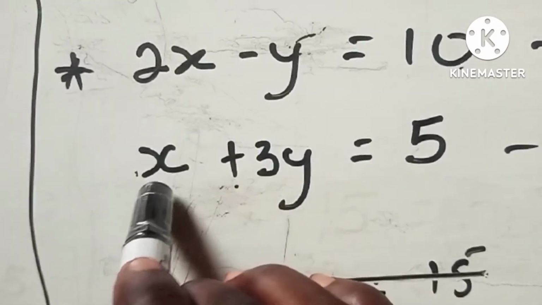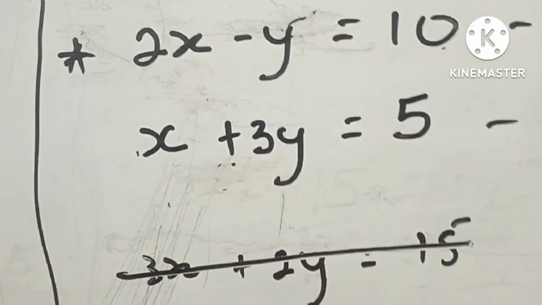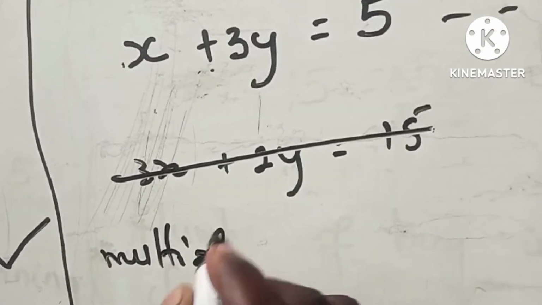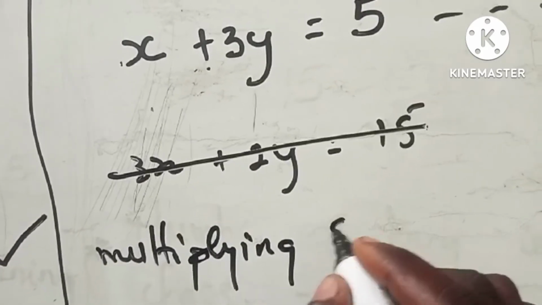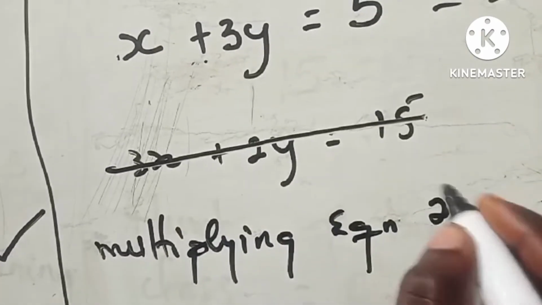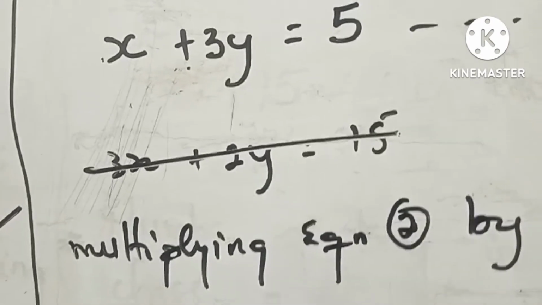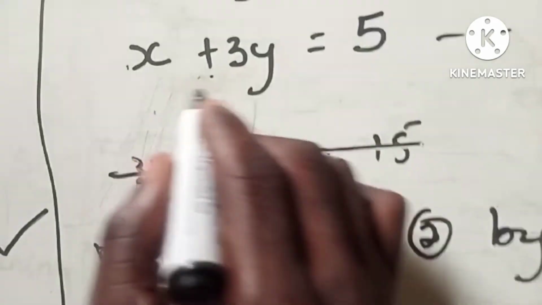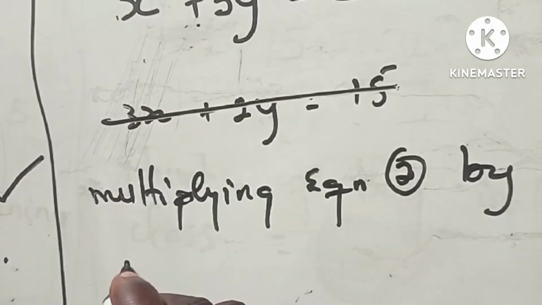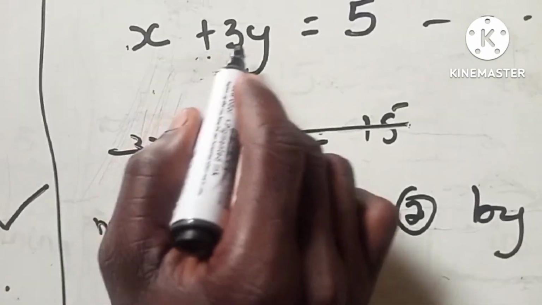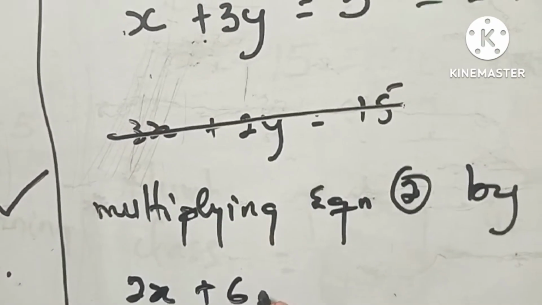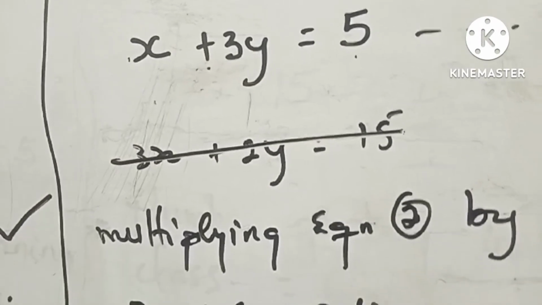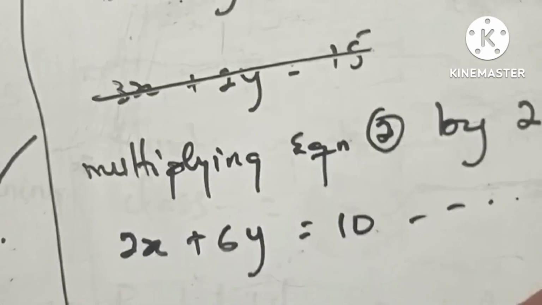If I want to go for the down one, you have to write: multiplying equation 2 by 2. Is that okay? So you are multiplying equation 2 by 2. x by 2 will give us 2x, and then this one by 2 gives us a positive 6y, and then 5 by 2 will be equal to 10. So we can name this one equation 3.